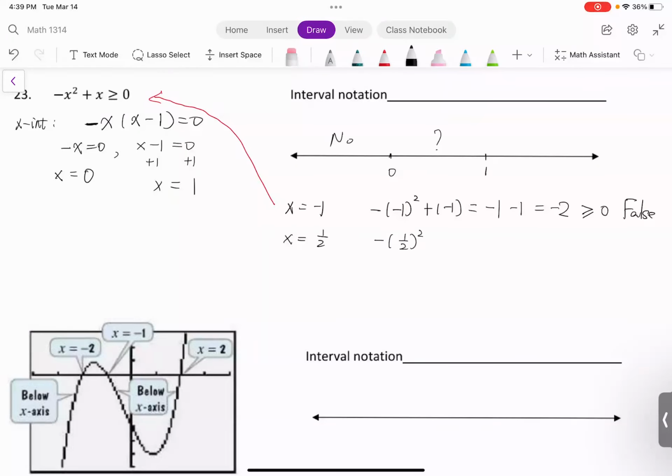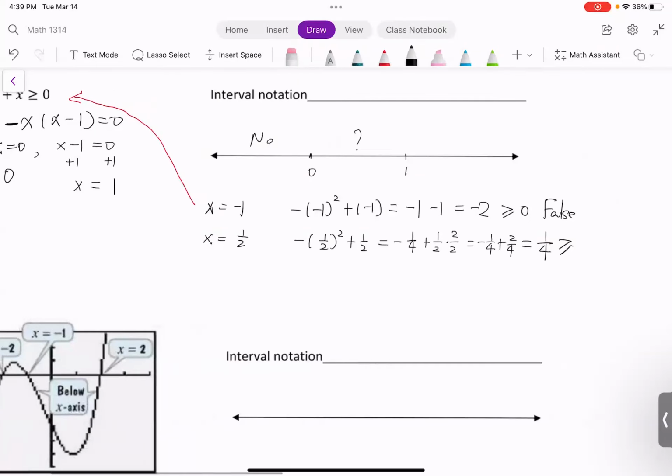-1/2 squared plus 1/2 is -1/4 plus 1/2. And -1/4 plus 1/2, they don't have the same denominator. They must have the same bottom, the LCD, which is 4. So multiply 2/2 on the second element. -1/4 plus 2/4, which is +1/4. Is that solution greater than or equal to 0? Yes.